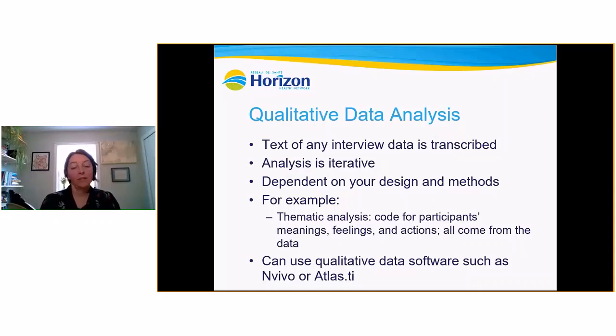And you can use qualitative data software, such as NVivo or Atlas.ti, are two big ones. I will say that if you're new to qualitative research, they don't actually analyze anything. So it's really more facilitating storage of your data and ease of organization of your analysis. I've had some people get excited thinking that the programs would do the analysis themselves, and they do not.